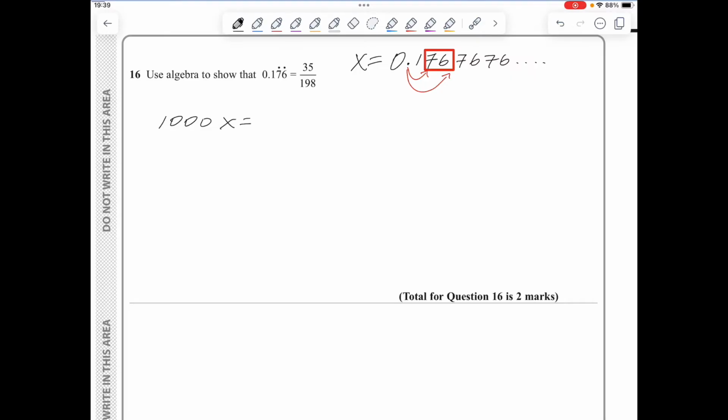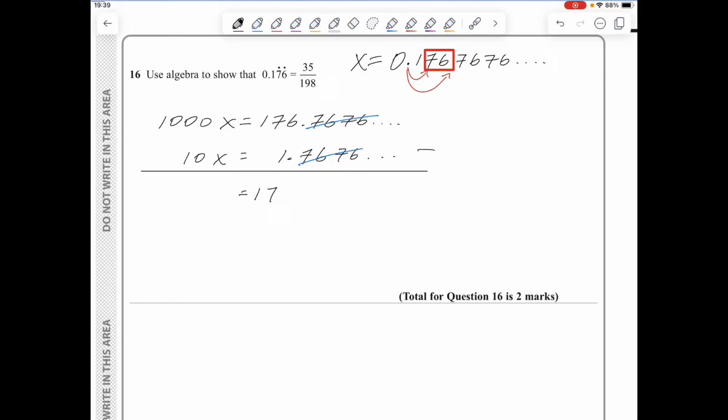1,000x will give me 176.7676 and so on, while 10x will give me 1.7676 and so on. So now I can subtract those decimals. Note that on the right hand side the decimals will all cancel out because they're exactly the same.